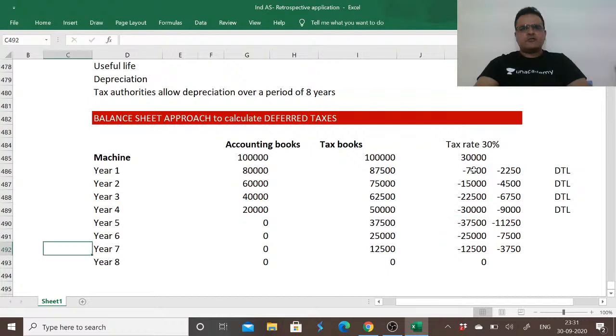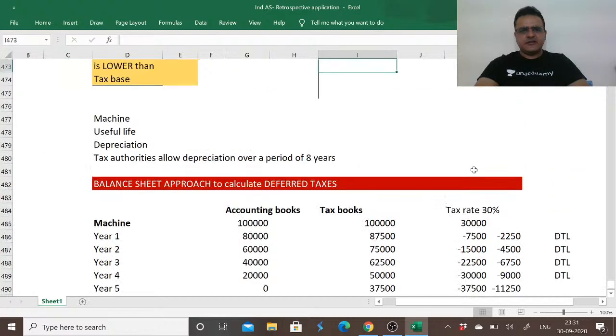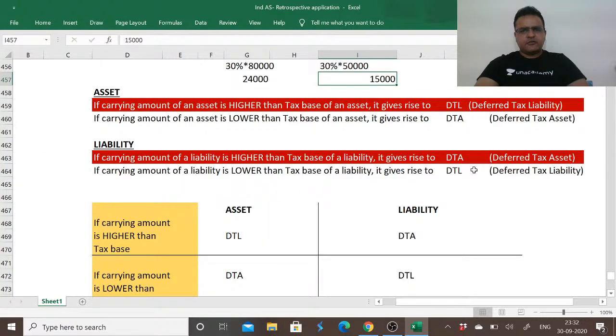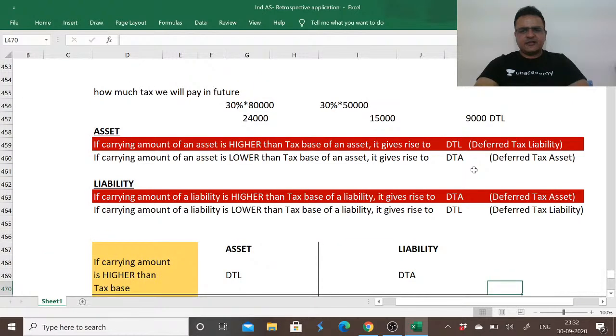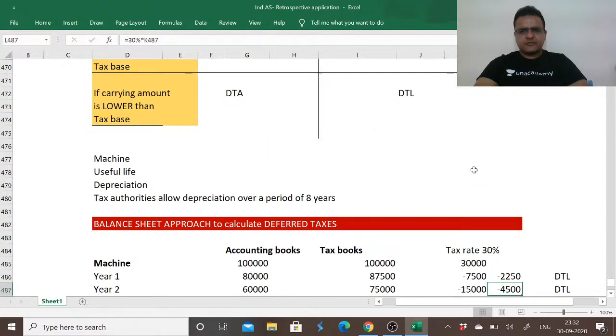So in case of an asset, if carrying amount of an asset is higher than tax base of an asset, it gives rise to DTL. In the previous example, carrying amount of an asset was higher than tax base of an asset, giving rise to DTL. What if carrying amount of an asset is lower than tax base of an asset? If carrying amount of an asset is lower than tax base of an asset, it gives rise to DTA.